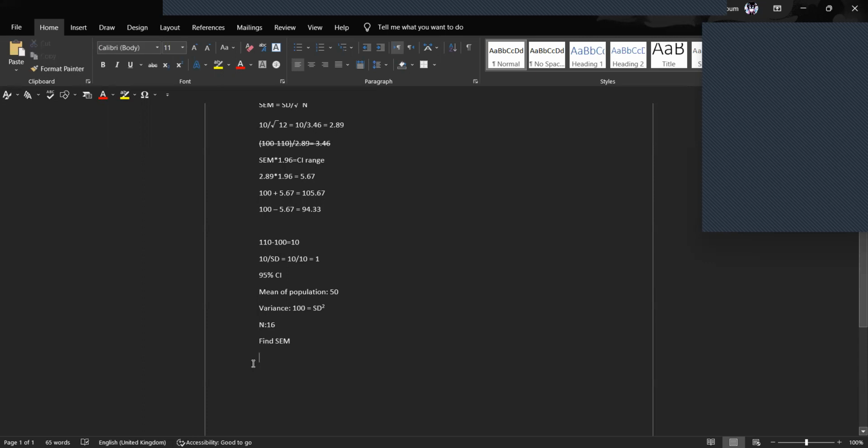I'm just going to rewind because I kind of did a whoops. So we have variance equals 100 from the very beginning. So 100, we find the square root of 100 first. Okay, so what that means is our SD is equal to 10. We want to find the standard error of the mean, so that's 10 divided by the square root of 16, which is 4.